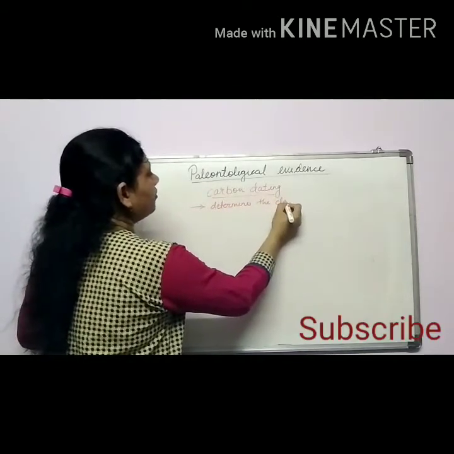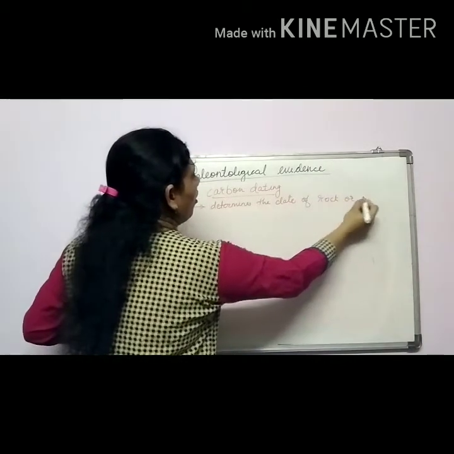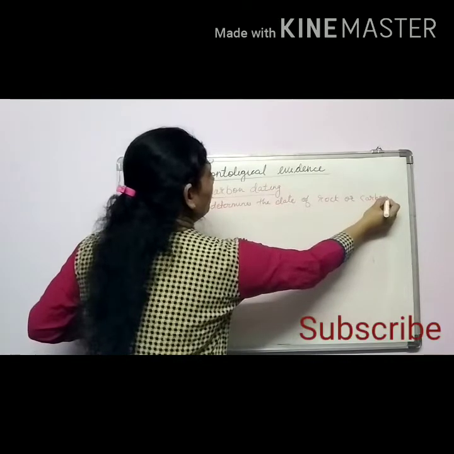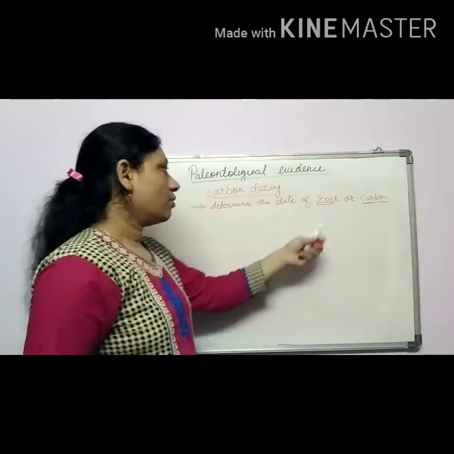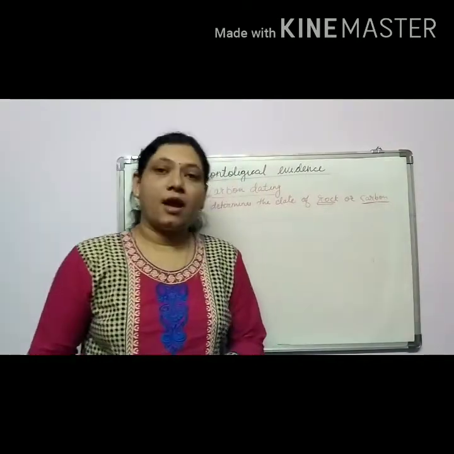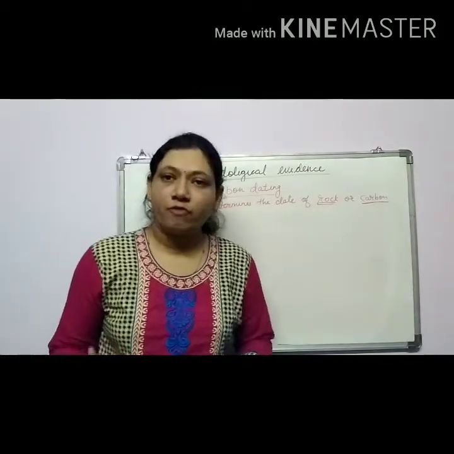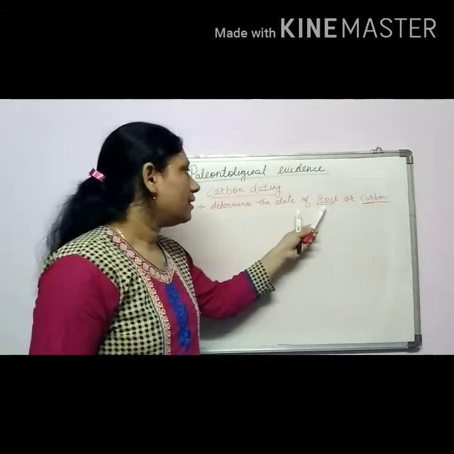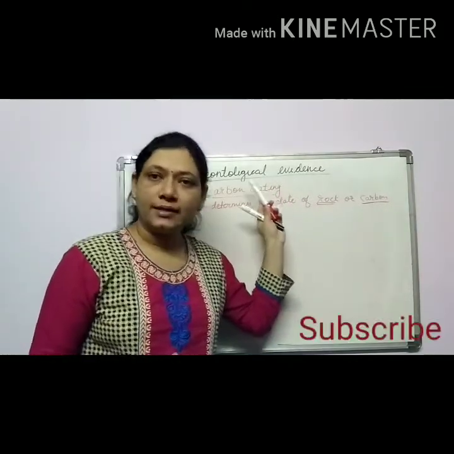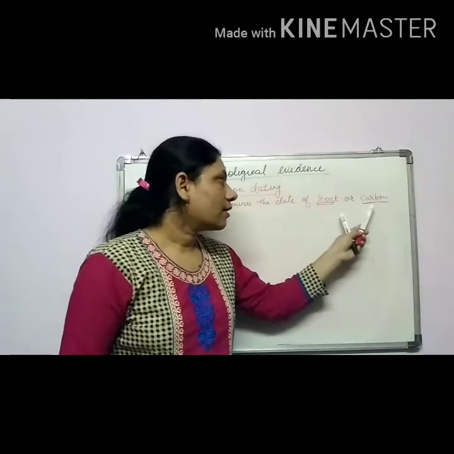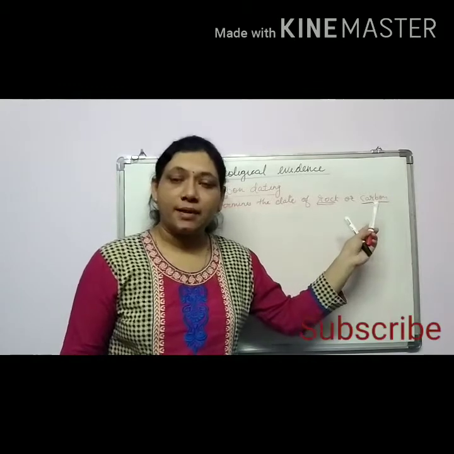the date of rock or carbon. Okay, rock or carbon. So we have just now taken that example of rock, how the rocks are formed. Okay, so this rock formed can be dated by carbon dating. Okay, and the carbon, how it is dated, this also I have an example.